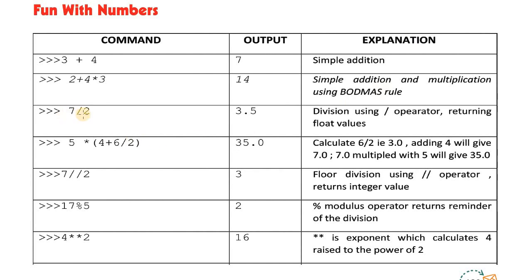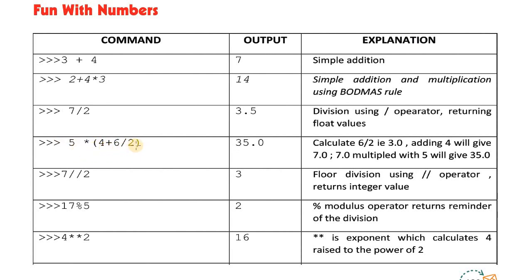Okay, next, 7 by 2. The answer is 3.5, which is just division using this forward slash operator, and the result is a float value. Float values are real numbers having decimal parts. Next, you see over there the fourth row.